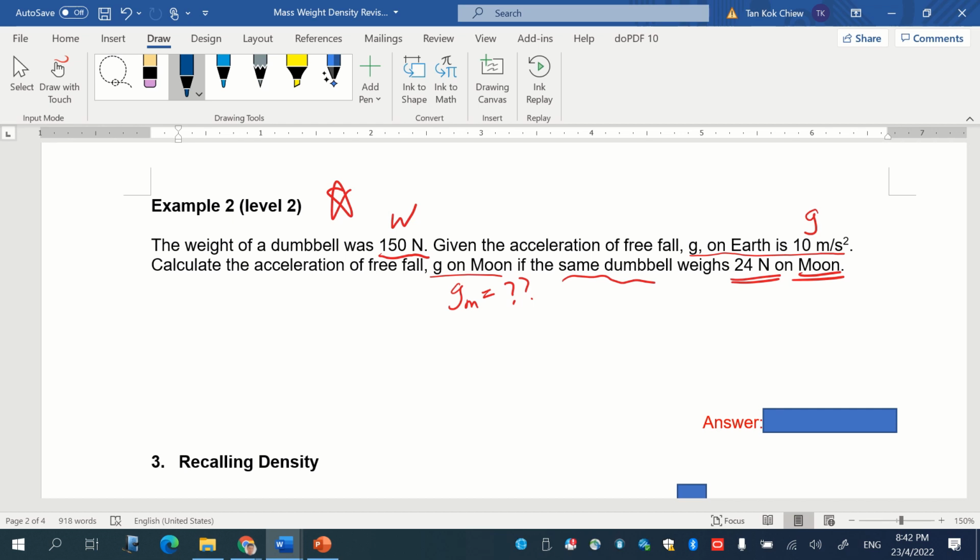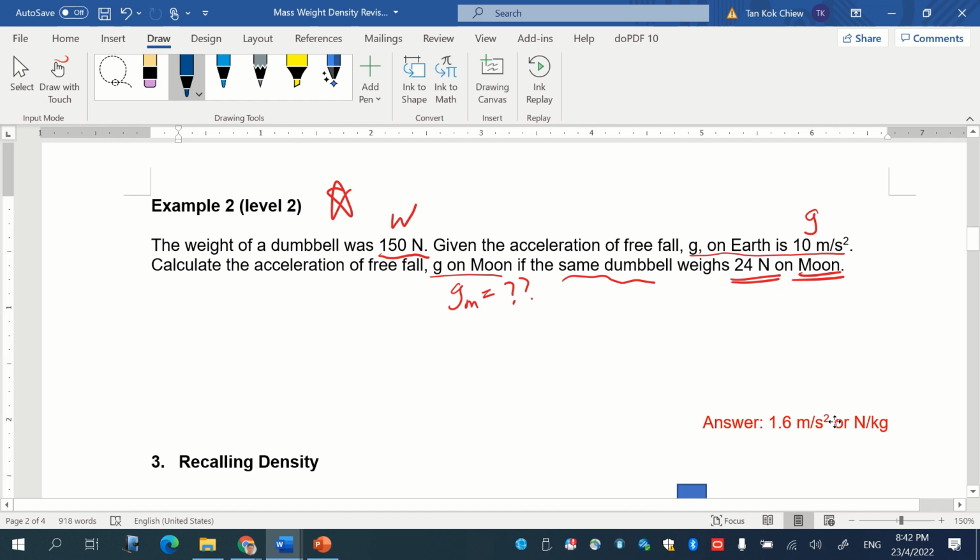Okay, time's up. Did you get this answer? Please check. You can either write your answer in 1.6 meter per second square or Newton per kg. We are talking about the G value on Moon. Some students may think it is understood that the G value on Moon is 1.6. Can't I just put 1.6? You are required to calculate in the question. Show your calculation. So whoever did not get this, let's take a look.